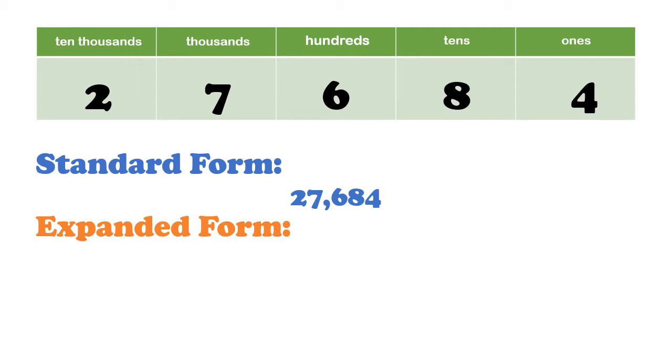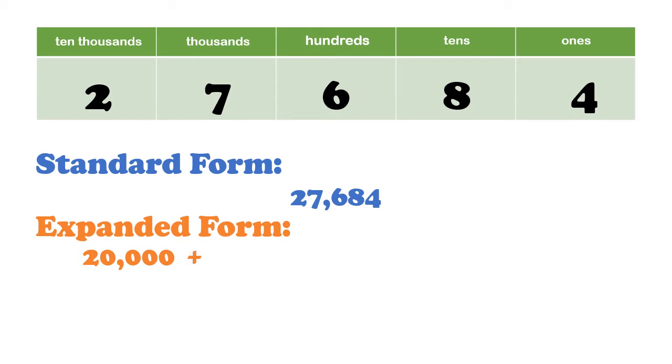So we have to stretch out this number by writing the values of each of those digits. And we're going to start with the highest place, which is the 10,000s here. Now we have 2 in the 10,000s column. So that means the 2 is going to have a value of 20,000, because if you think about it, if you have two tens, you have 20. If you have two 10,000s, you have 20,000.